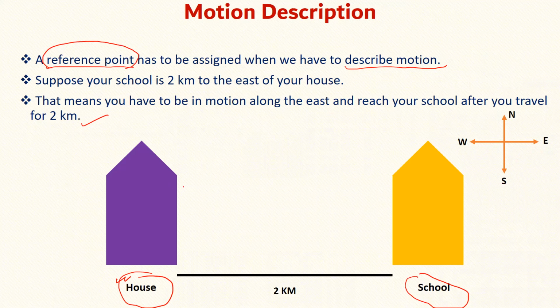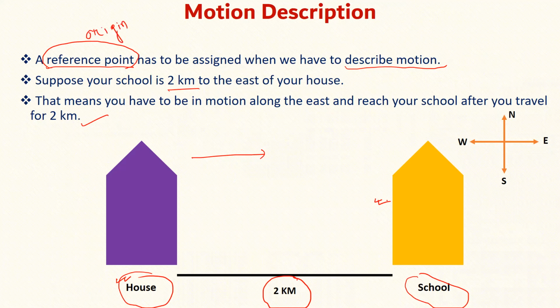Suppose you start from your house and you move towards east, walking or cycling or biking, whatever mode you choose to travel to your school. After traveling for 2 kilometers, you reach your school. So your house is the reference point, and you move eastward for 2 kilometers and reach your school. That is how your house becomes the reference point or origin, and your school is the destination.